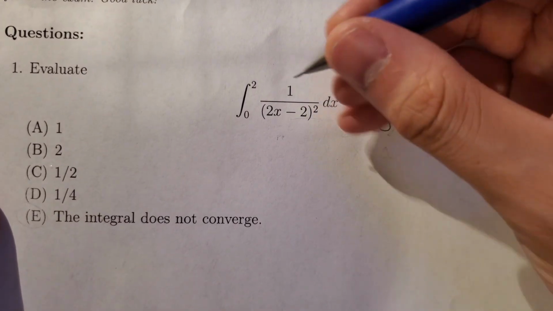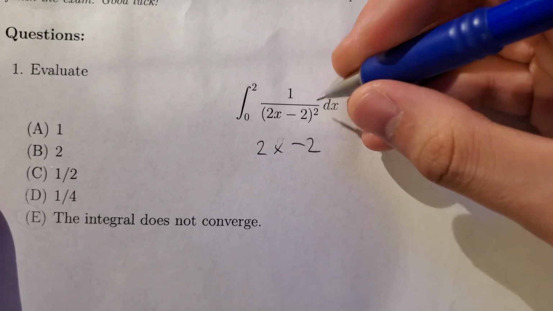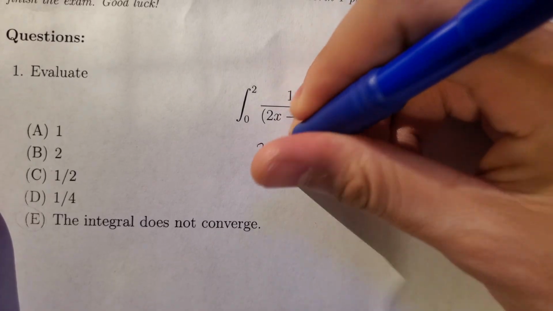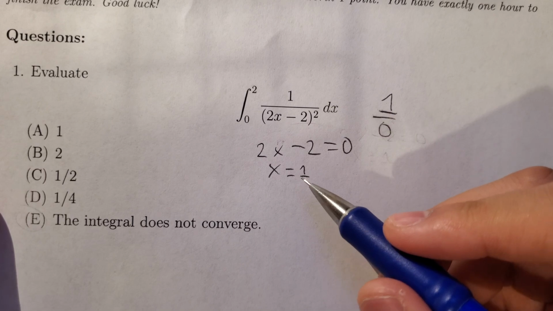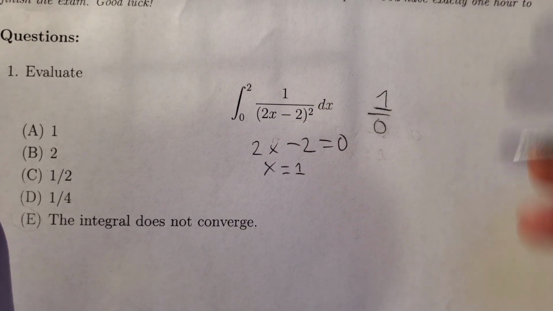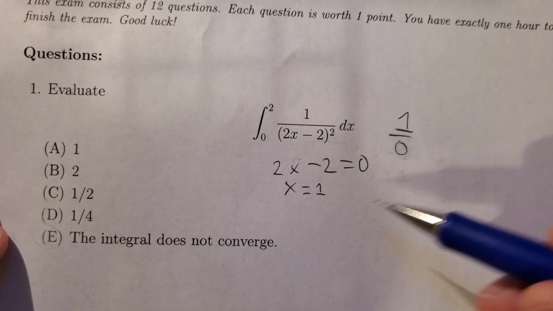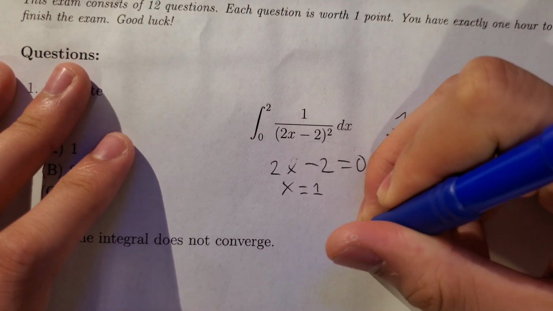So for that, you just take that out, set up an equation saying 2x minus 2 equals 0, and solve for x. And when you do that, you'll find that x equals 1. So we know that there's a vertical asymptote when x equals 1. And that's in between these boundaries of 0 and 2. And if you're not sure how to see that just by solving for x algebraically, if you graph it, it'll make more sense too.